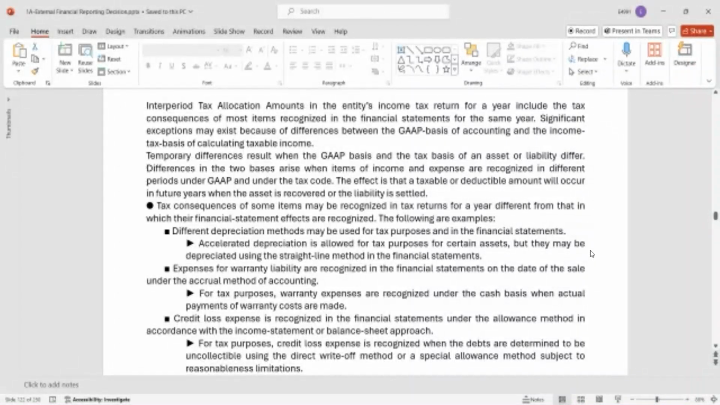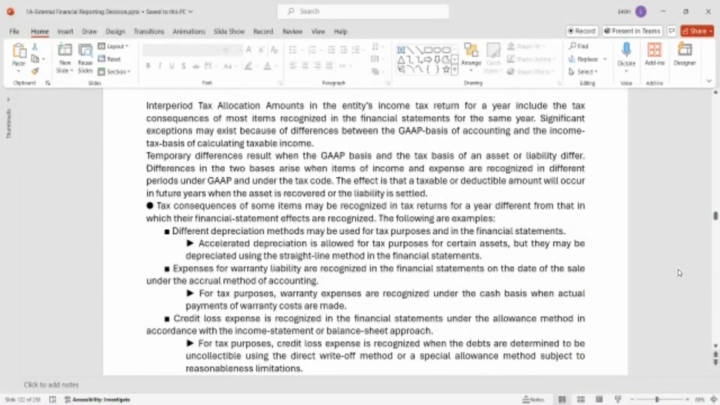The effect is that a taxable or deductible amount will occur in future years when the asset is recovered or the liability is settled. Tax consequences of some items may be recognized in tax returns for a year different from that in which their financial statement effects are recognized. The following are examples. A different depreciation method may be used for tax purposes and in the financial statements. Accelerated depreciation is allowed for tax purposes for certain assets, but they may be depreciated using the straight-line method in the financial statements.